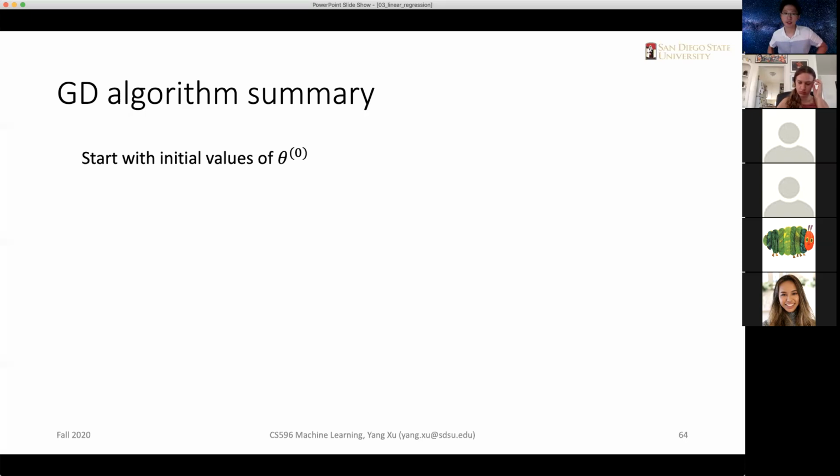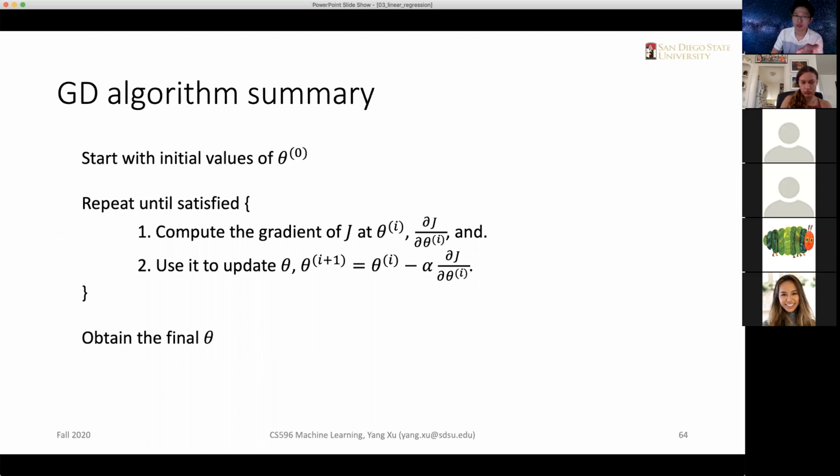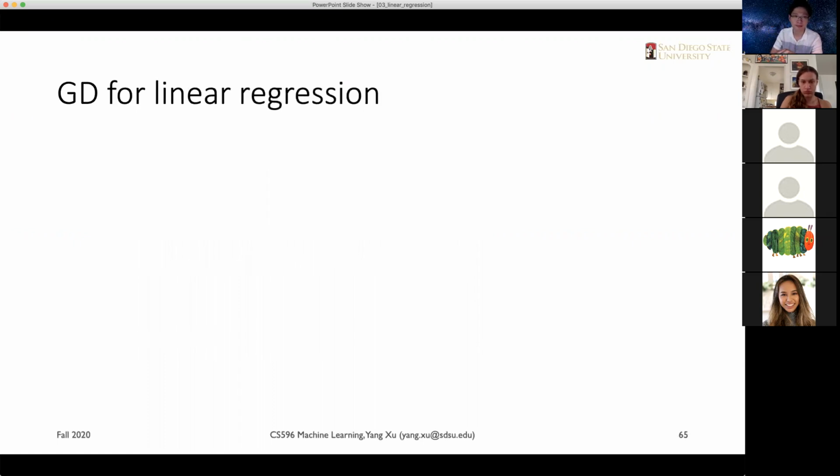So if we summarize the gradient descent algorithm, we start with some initial values of the parameters. And we repeat the steps until we are satisfied. The steps include, first, compute the gradients of the cost function at the current step with respect to all the parameters, and we use them to update the parameters, by subtracting the gradients times some constant alpha. We repeat these two steps until we are satisfied and we obtain the final parameters. The parameters are just the model we need. With these parameters, we can make predictions, okay?